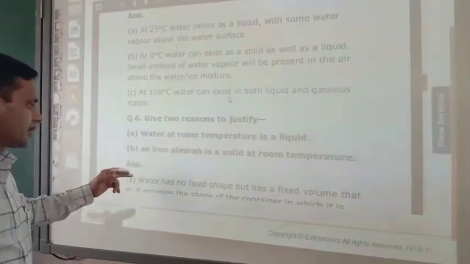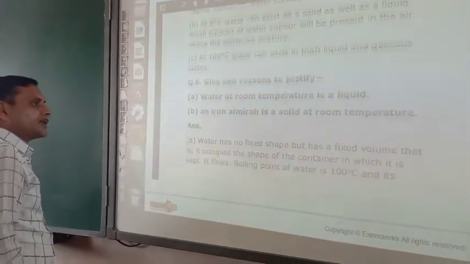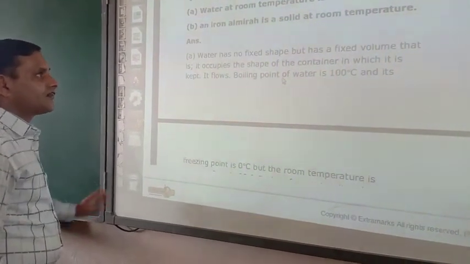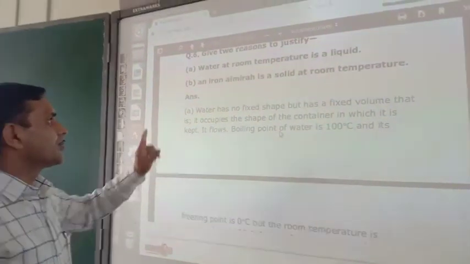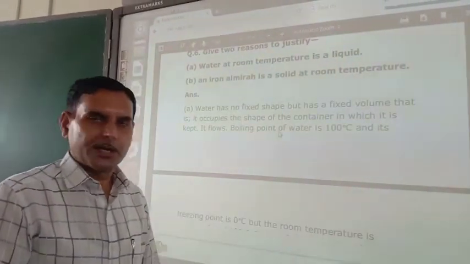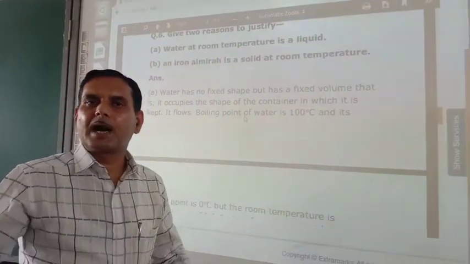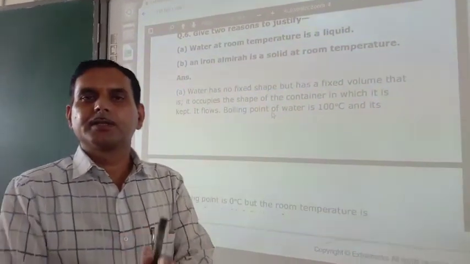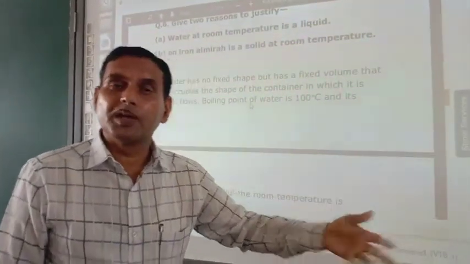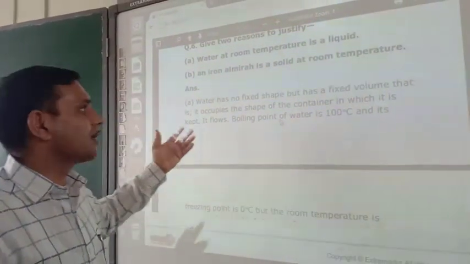Now the second question is, an iron almirah is solid at room temperature. So why is an iron almirah considered to be solid at room temperature? An iron almirah is a solid at room temperature because here again you have to write the characteristics of a solid. In an iron almirah, particles are closely packed. It has a fixed shape, it has a fixed volume. That is why an iron almirah is considered to be a solid.